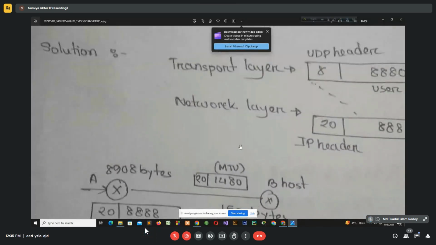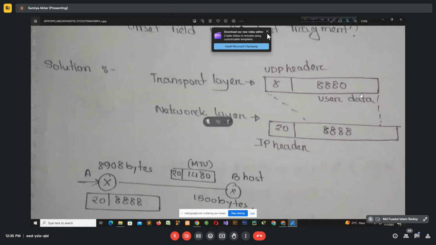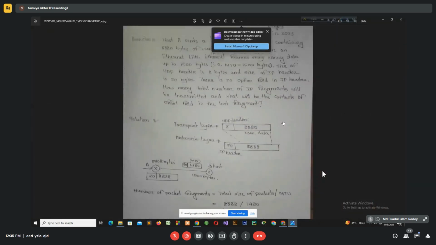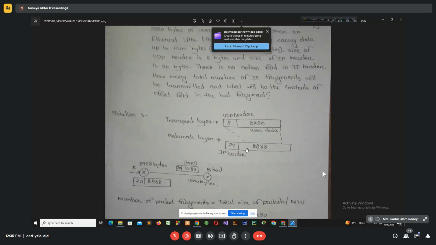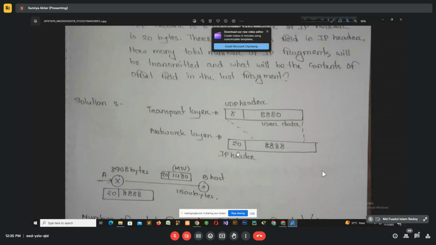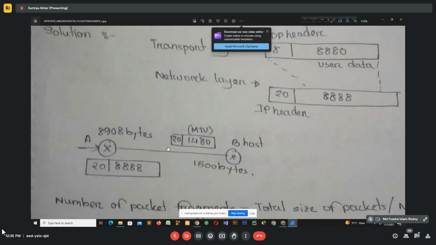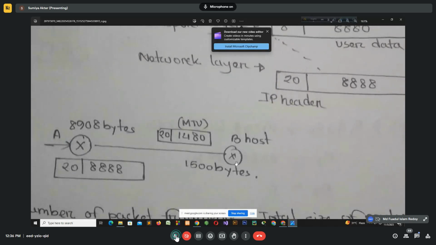Okay, from here, as you can see, this whole data will be sent to the network layer. 8888 is our data, and we have mentioned in the question that the IP header will be 20 bytes. So we have attached the IP header here also in the network layer. Did you understand this? Then this is actually for the host A network. In the network layer, this part will be sent to B. Did you understand this?